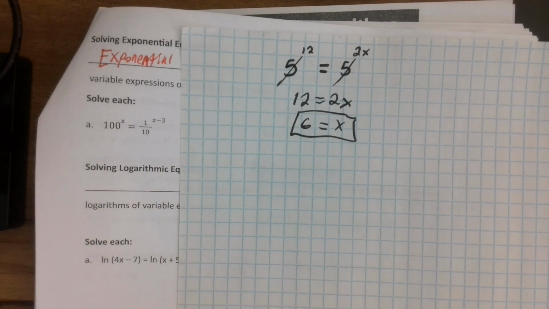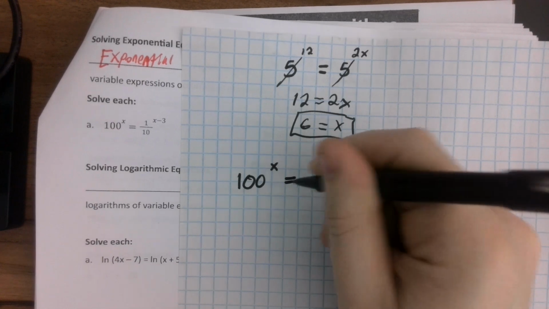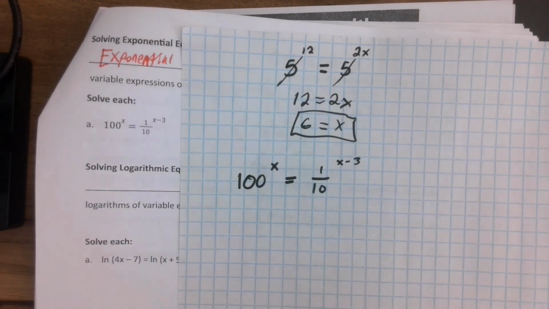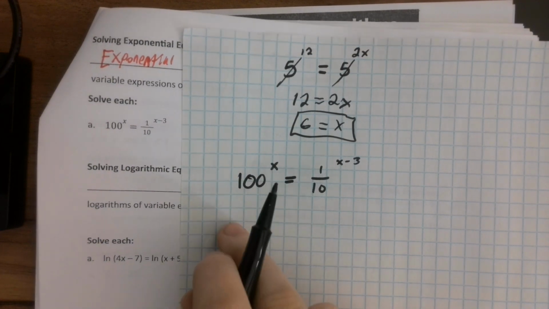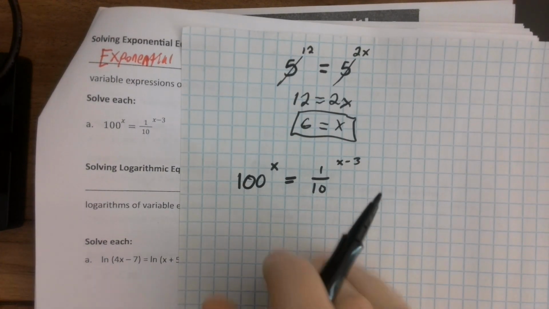What if we have a problem like A? A is a little bit different because we don't have matching bases. We have 100 to the x power equals 1/10 to the x minus 3 power. Shoot, this kind of seems a little tough. Recall that we are allowed to change a number so that it has the same base. If we can rewrite 100 as some number to some power and 1/10 as that same number to some different power, we'll be solid.